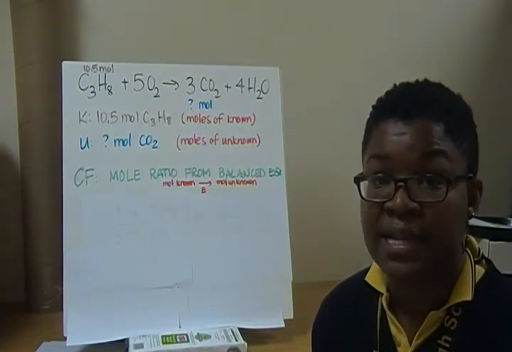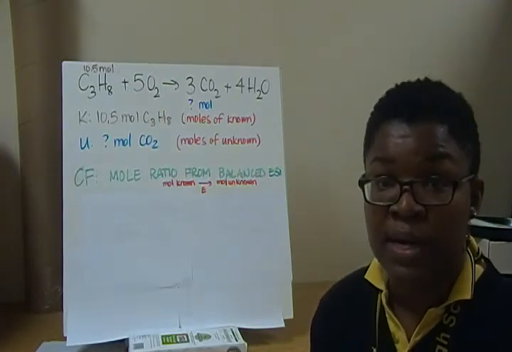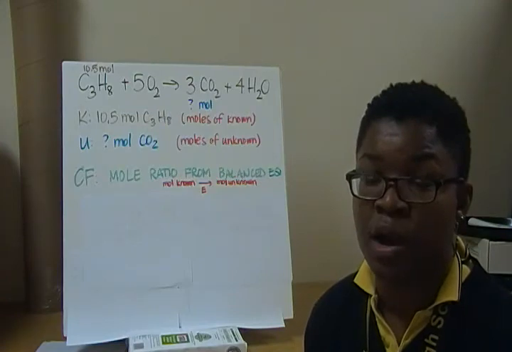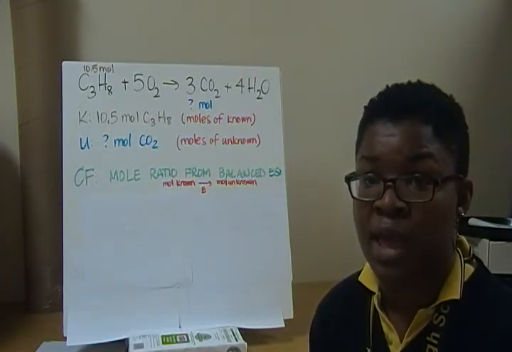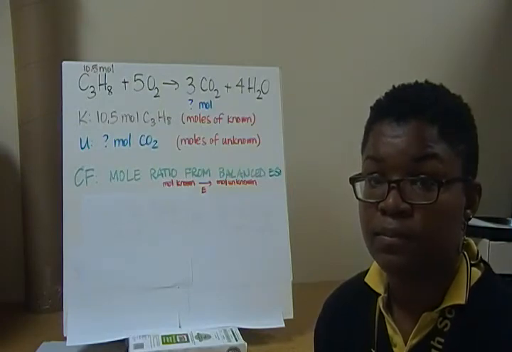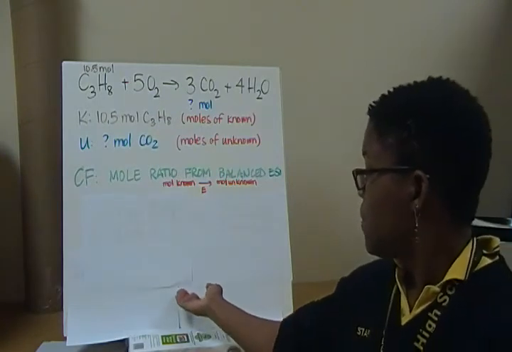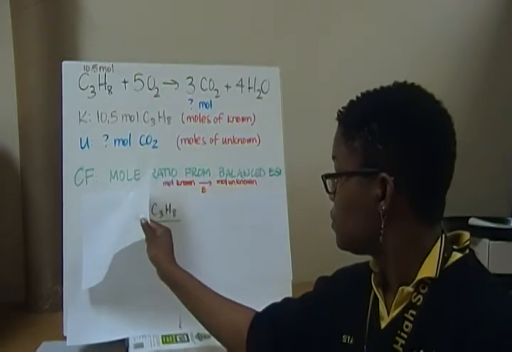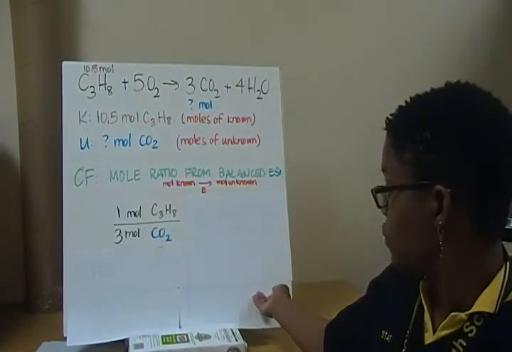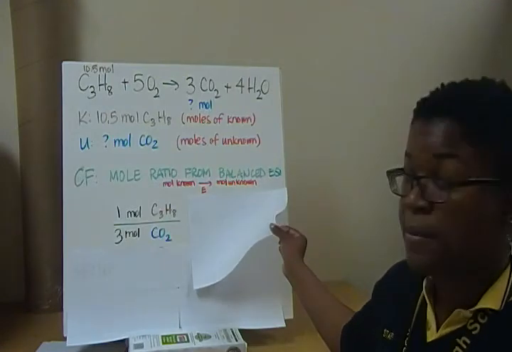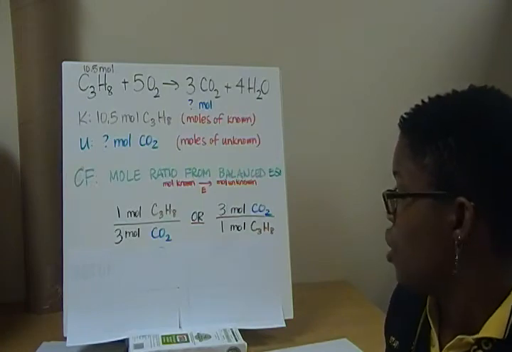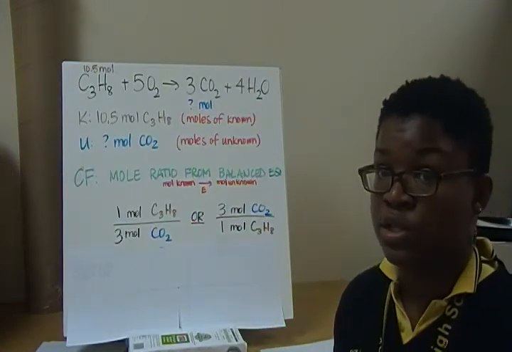Based on what we learned in the last video, video 4, pause right now and see if you can figure out what the two possible mole ratios are between the moles of known and the moles of unknown using the balanced equation. You should have come up with two alternatives. One is 1 mole of propane for 3 moles of carbon dioxide. The other option is 3 moles of carbon dioxide for 1 mole of propane. The question is, which one are you going to use?